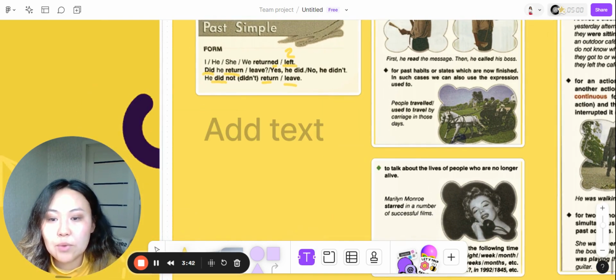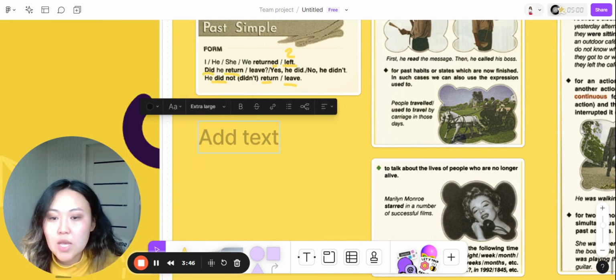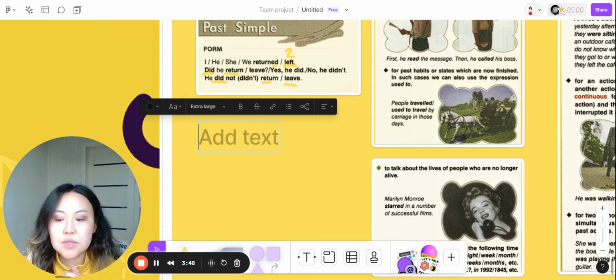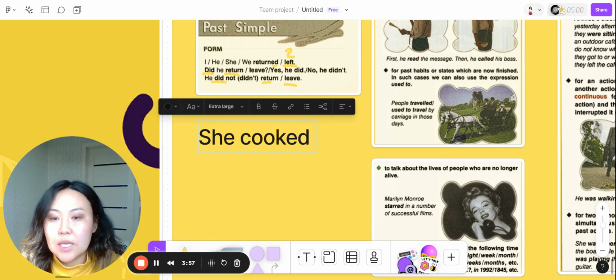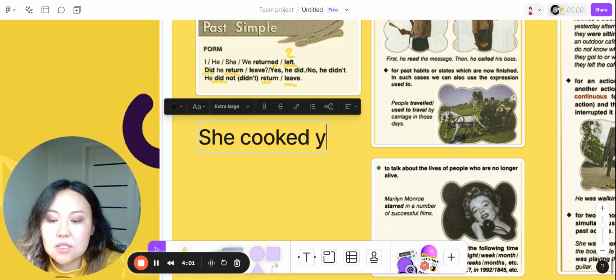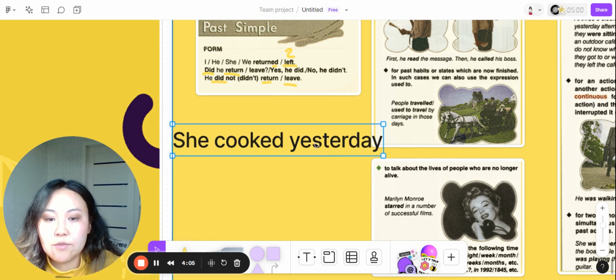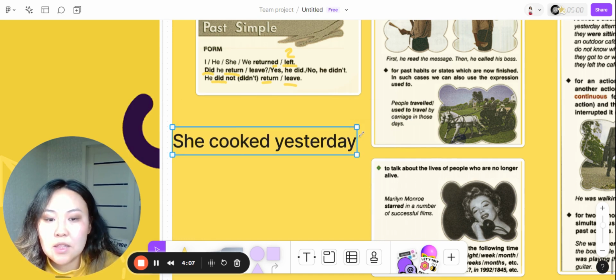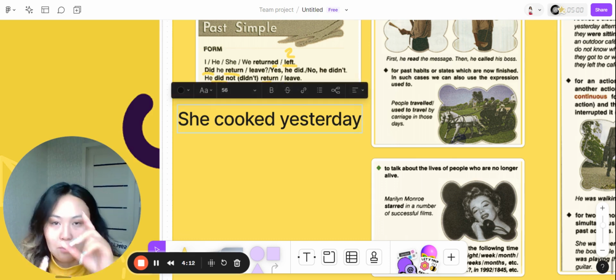I think we will write our own. So I will try to use this font, and let it be something easy with a regular verb. Okay, she cooked. She cooked at the weekend. Or she cooked yesterday. Let it be yesterday. She cooked yesterday. So I will write yesterday in full here, but in further examples, I will just shorten it.